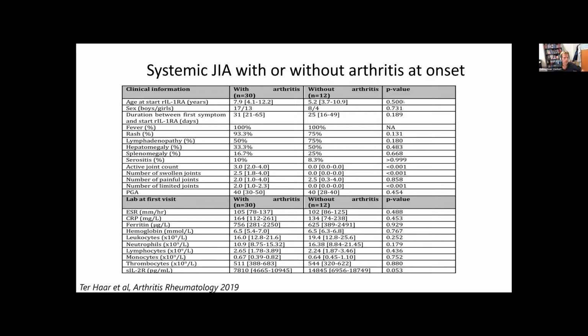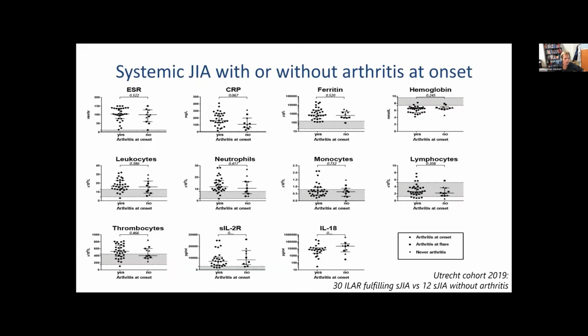If you look at clinical characteristics like age of onset or rash or hepatosplenomegaly, it's very similar. And also if you look at laboratory assessments, there are no significant differences between the two groups, either with or without arthritis. Can I get the following slide? Next slide. This is a bit better displayed. Here you see in the lower row also potential biomarkers like IL-18, which were not significantly different between the two groups. And also, for example, soluble IL-2 receptor, also CD25, is not significantly different between the two groups.